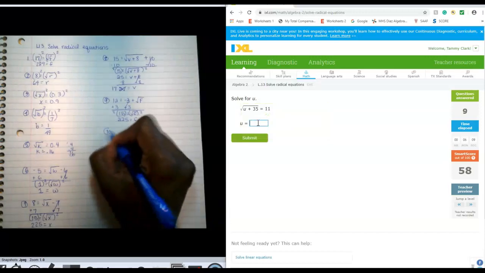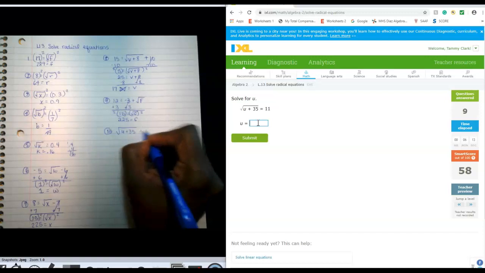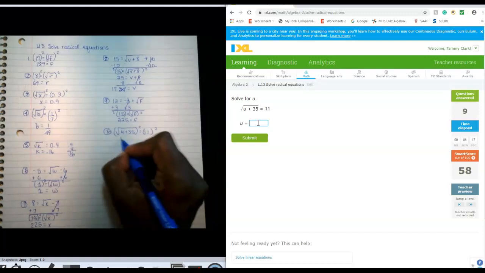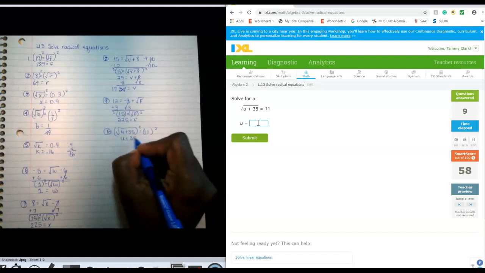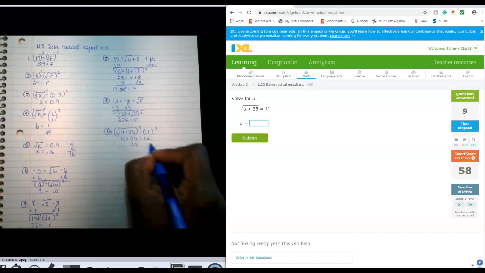Number 10, we've got the square root of u plus 35 is equal to 11. Let's square both sides. We've got u plus 35 is equal to 121. Subtract 35 from both sides of the equation.